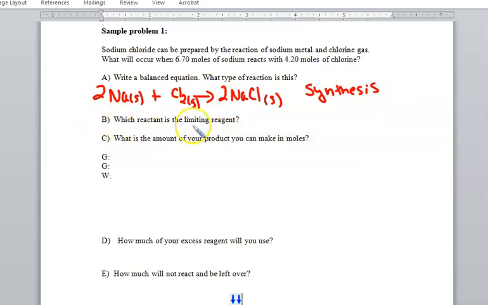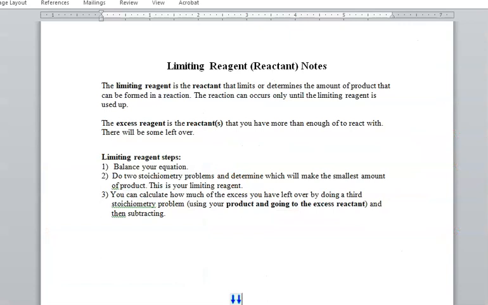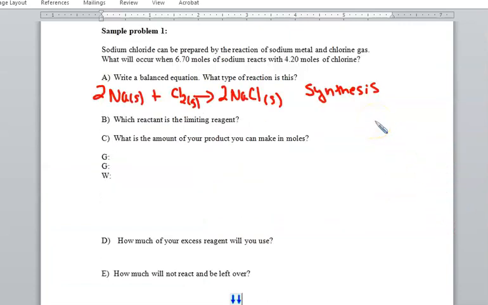Alright, B says, which reactant is the limiting reagent? Well, I can't just look at those numbers and determine that, because I couldn't just look at the burger numbers and go, oh, 12, you're the smallest number, so therefore you're what I'm going to run out of. It didn't work that way because it depends on how much you use of them. So you can't ever just look at the beginning numbers. You actually have to do some stoichiometry. And believe it or not, even with the burger, you just did some stoichiometry. So we're actually going to do letter B and letter C together, and we're going to do 2 stoichiometry problems and be able to answer B and C. So it says, what's the amount of product you can make in moles?